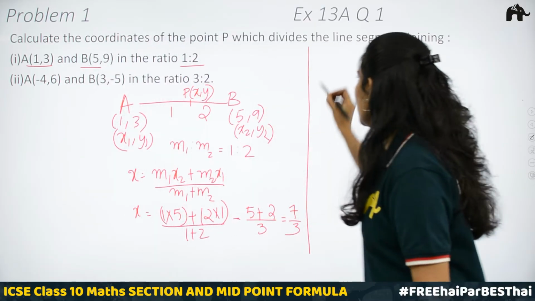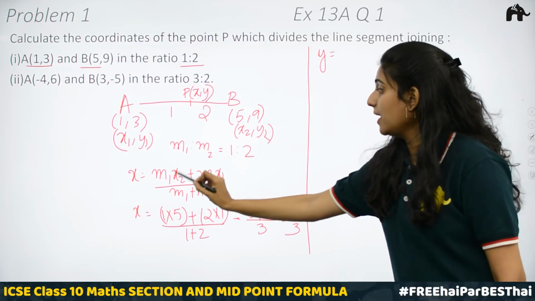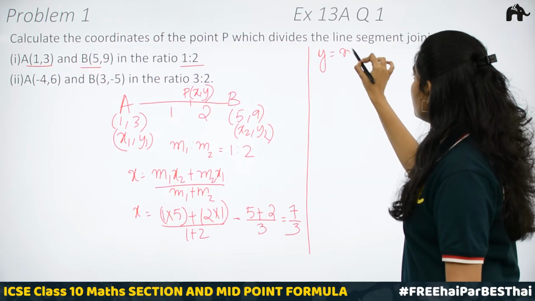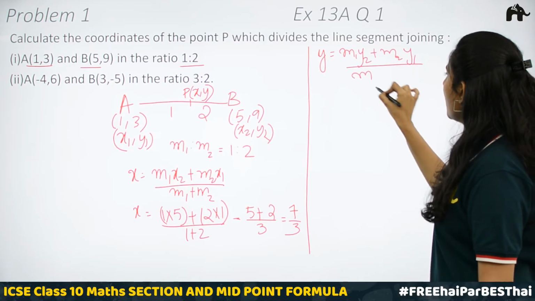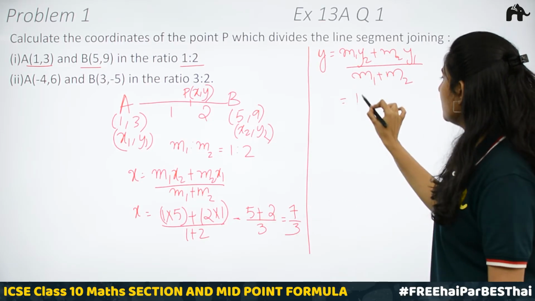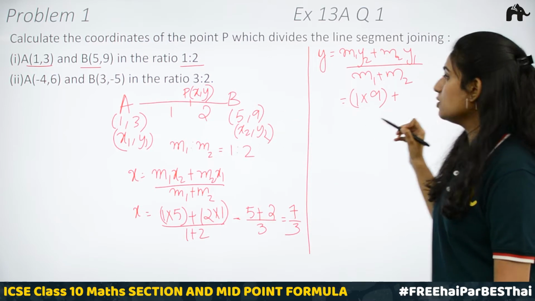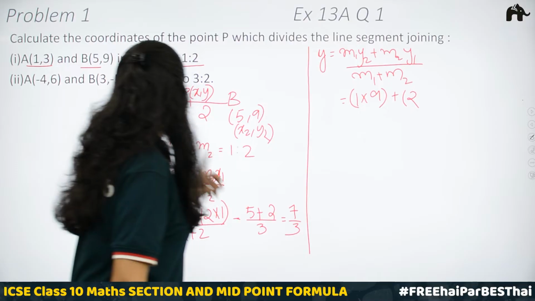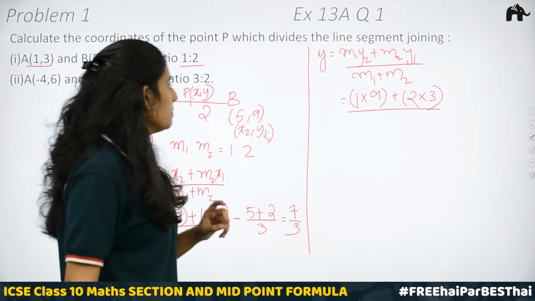Now, similarly, we can find y. What is the formula to find y? Here, in place of x2, we will be having y2, and in place of x1, we will have y1. So y is M1 y2 plus M2 y1 divided by M1 plus M2. Put the values. M1 is 1 into y2, y2 is 9, plus M2 y1. Here M2 is equal to 2 and y1 is equal to 3, so 2 into 3, divided by M1 plus M2, 1 plus 2.